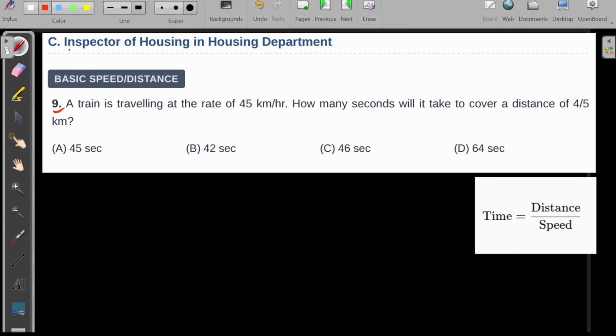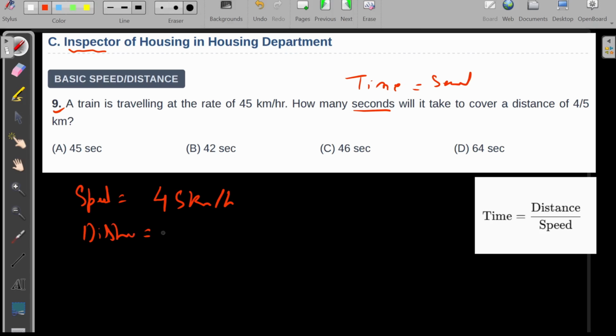Now this question is taken from the Inspector of Housing and Housing Department paper. From the question, a train is traveling at the rate of 45 km per hour. The speed is given of a train, which is 45 km every hour. So we need to find time, that too in seconds, it will take for the train to cover a distance of 4/5 km. So distance is given, which is 4 over 5 km. We're given 4 options: option A, option B, option C, or option D.